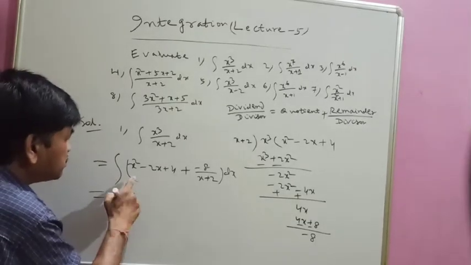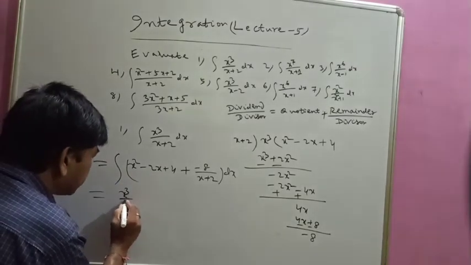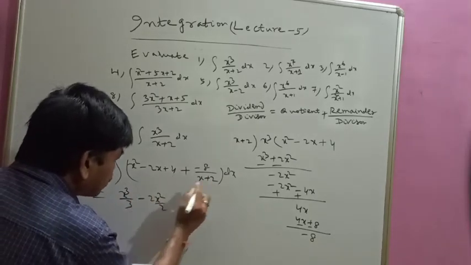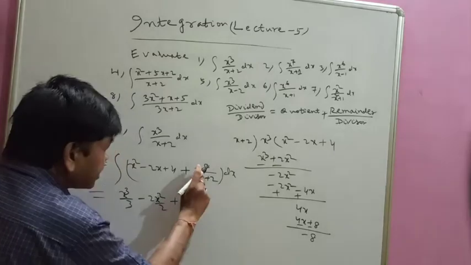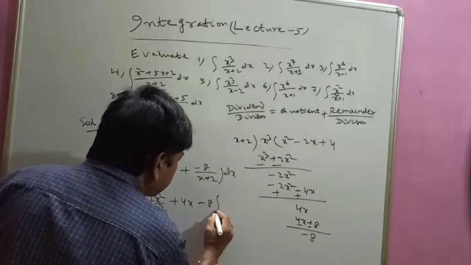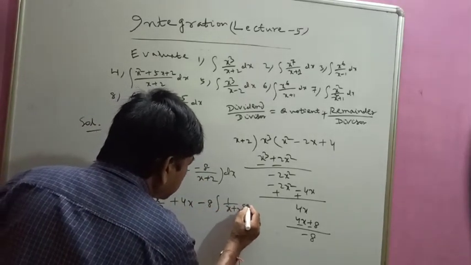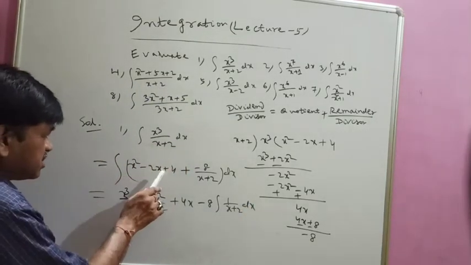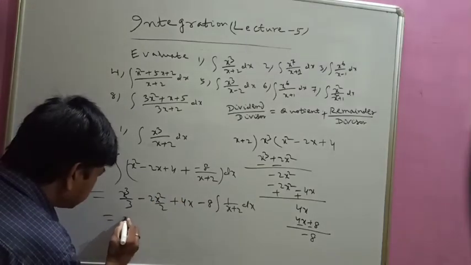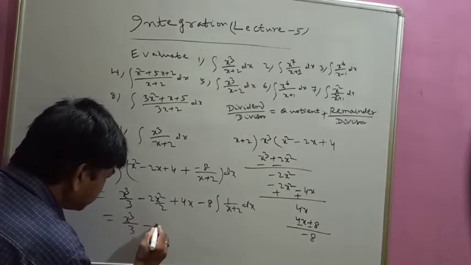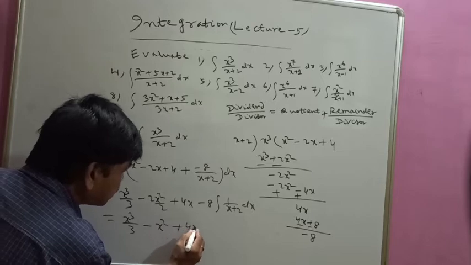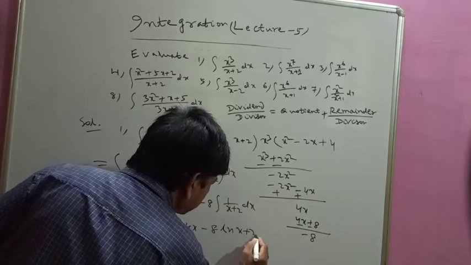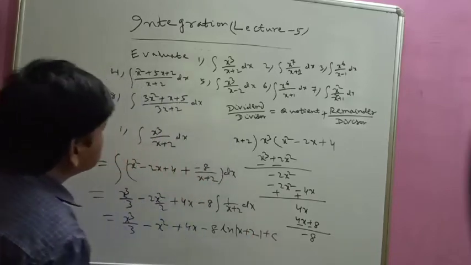So now this becomes integration of x square, which is x to the power 3 by 3. Integration of minus 2x is minus 2x square by 2. Integration of 4 dx is 4x. Here minus 8 is a constant, keep it outside, and integrate 1 by x plus 2. So now easily you can integrate this, each term. So this is x cube by 3, this is minus x square, this one is plus 4x, minus 8 into integration of 1 by x plus 2, that is ln of x plus 2. Then plus a constant c. So this is your result.